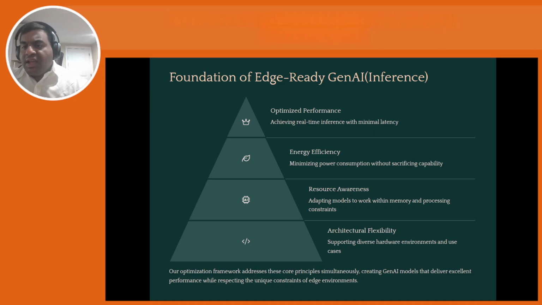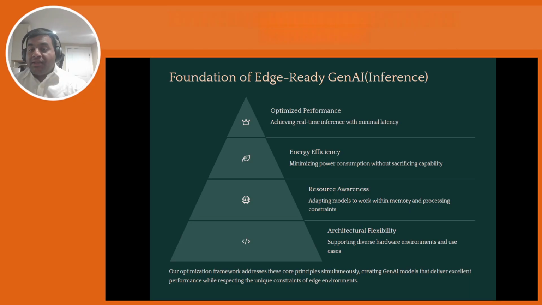Under these constraints, edge ready GenAI needs to be built on a solid foundation. This means focusing on four core principles during the inference stage, which is the stage where the model makes the predictions. First, optimized performance. We need real time inference with minimal latency. Second, energy efficiency. Minimizing power consumption is critical, especially for battery powered devices, without crippling the model's capabilities. That's a very delicate balance.